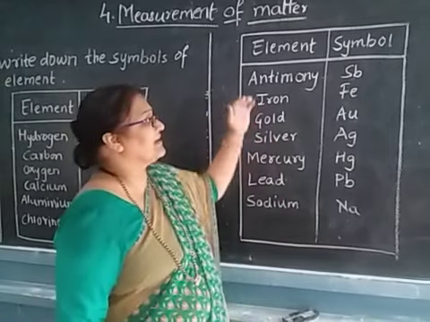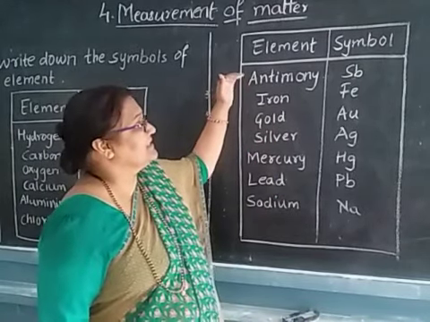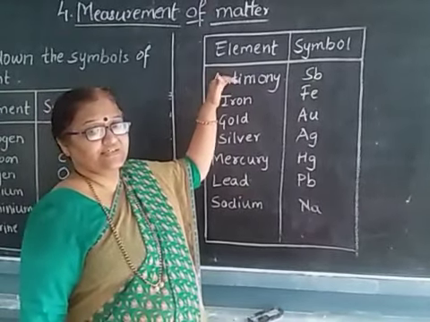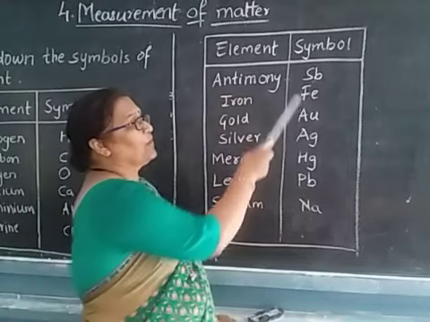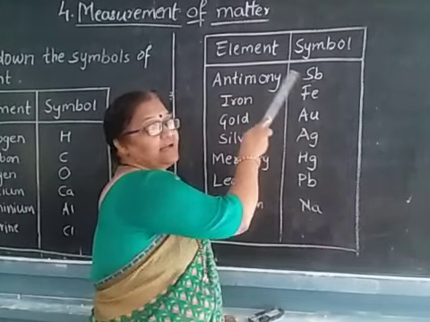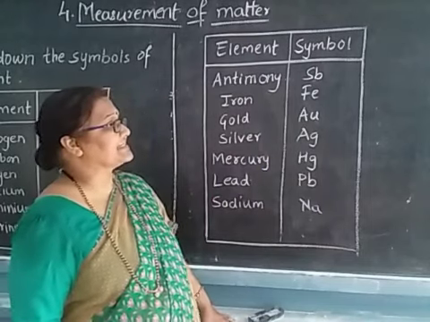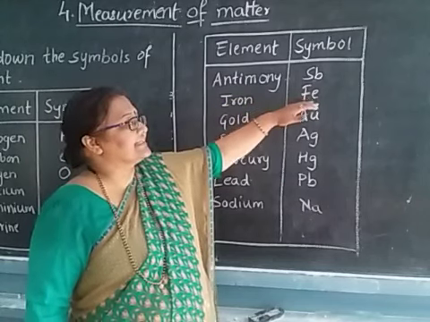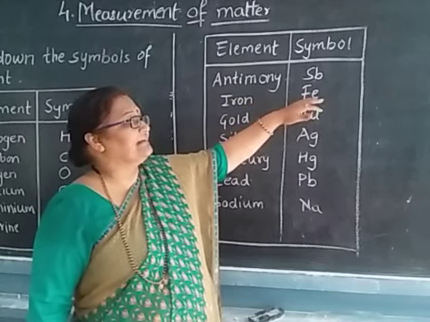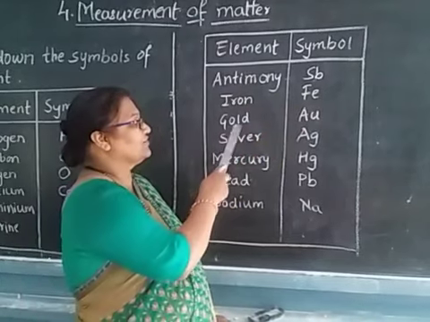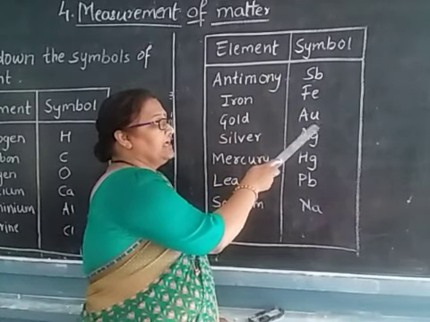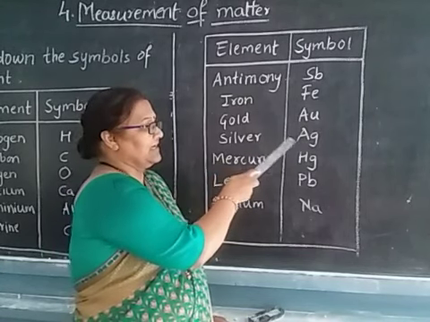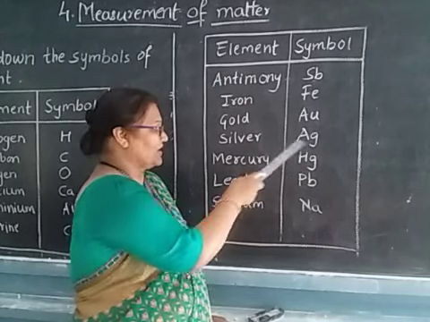Similarly, here there are again other elements. See, antimony. Here the letters of the spelling are not taken. The symbol is given as Sb, where S is capital and B is written as a small. Similarly that of iron, it is written as Fe, where F is capital and E is small. That of gold, it is written Au, where A is capital and U is small. Silver, A is capital, G is small.